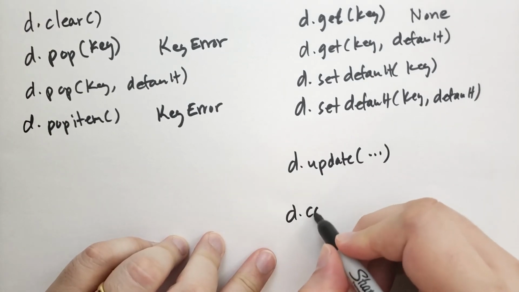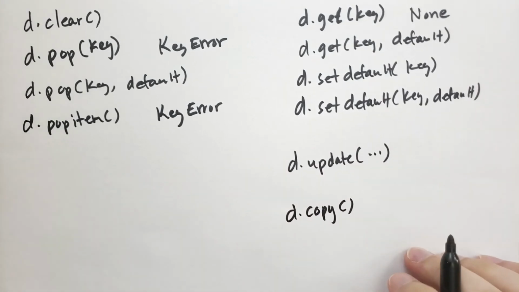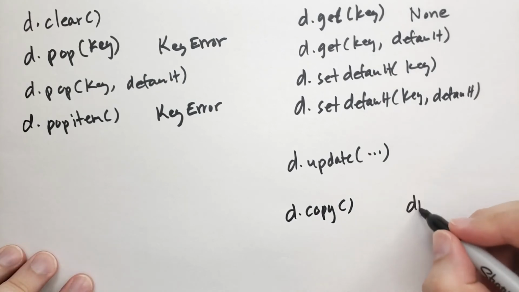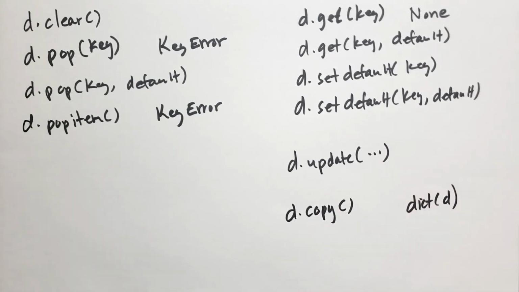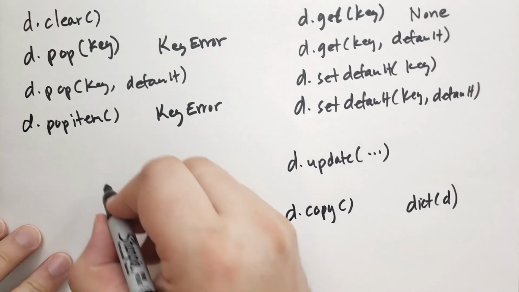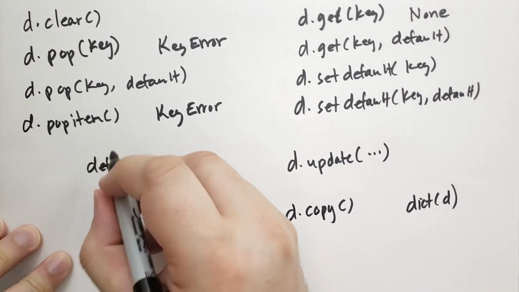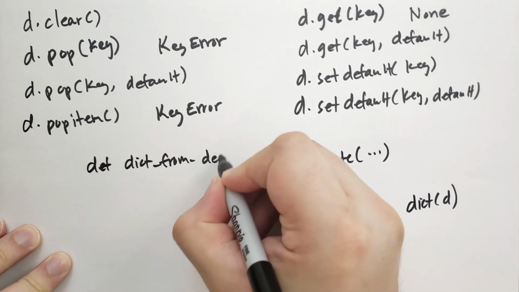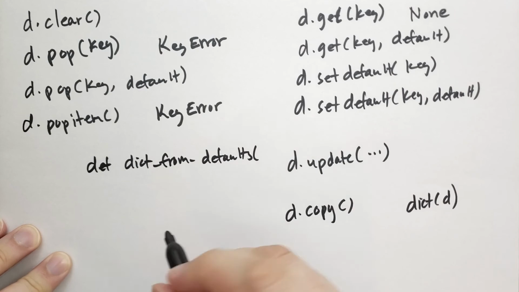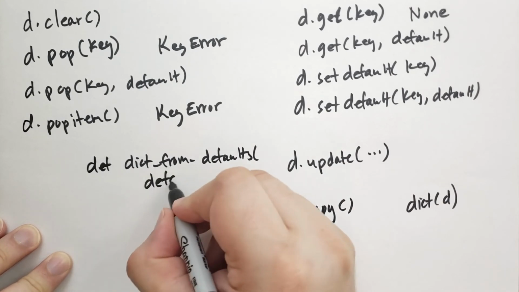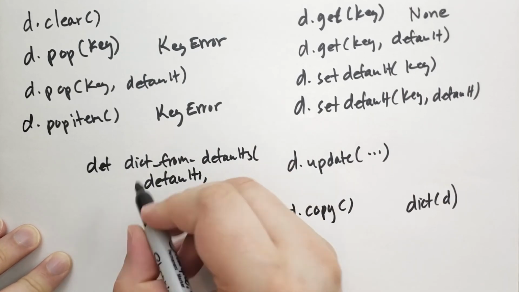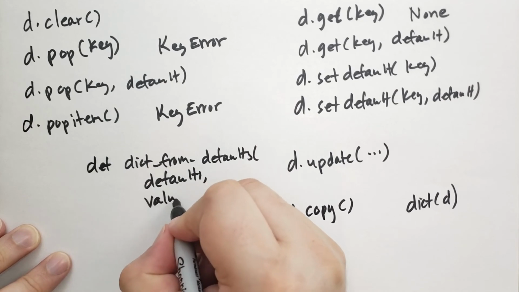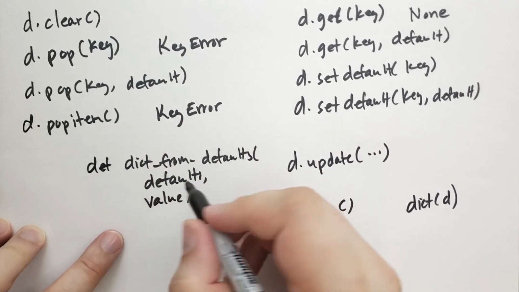Finally, there's D.copy, which will create a copy of the dictionary. That's the same as calling dict on the D. I frequently use update and copy to create a dictionary that has defaults set, and the way you do this is as follows. So let's say we call the function dict from defaults. And we're going to pass in the defaults, and we're going to pass in the values of the dictionary. Basically the values that we want to specify for the dictionary.